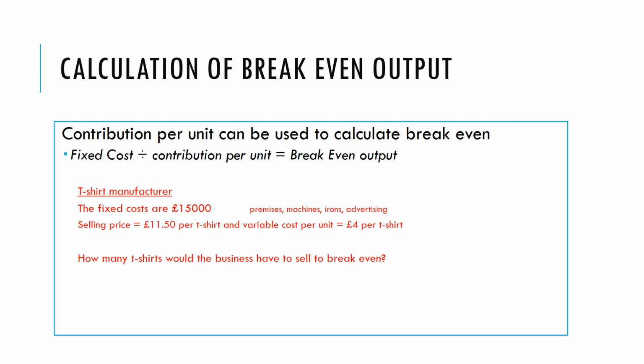Let's imagine that we ran a t-shirt manufacturing business and the fixed costs for our business were £15,000. The cost of the premises, the machines, the irons, doing a bit of marketing, that kind of stuff. And we're going to sell our t-shirts for a very reasonable £11.50, and the variable cost per unit are £4 per t-shirt.